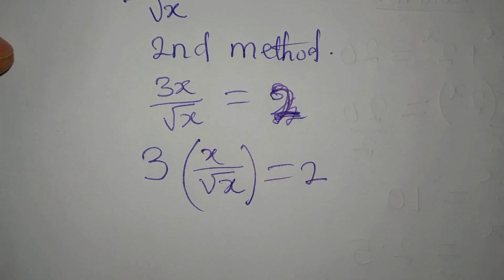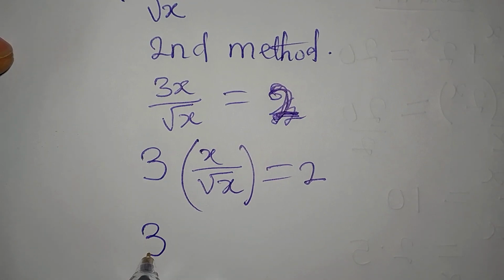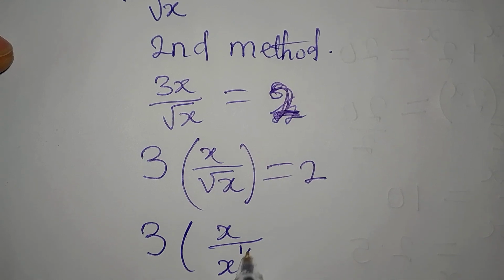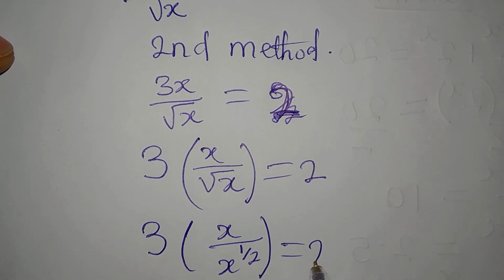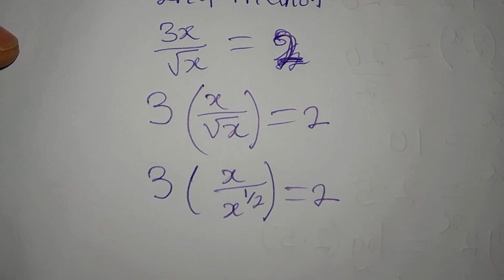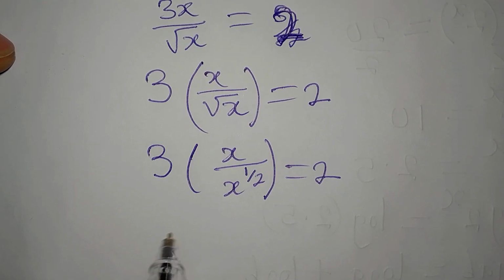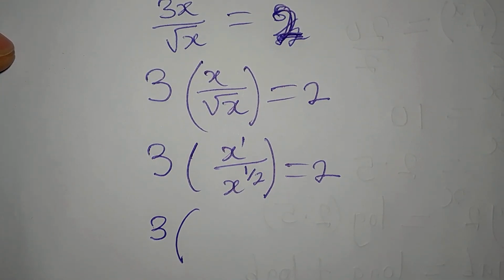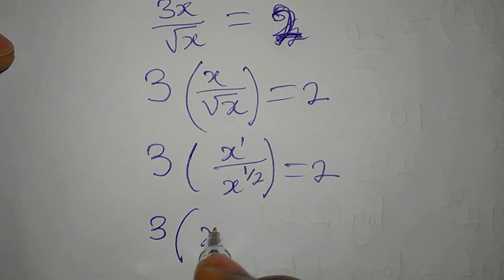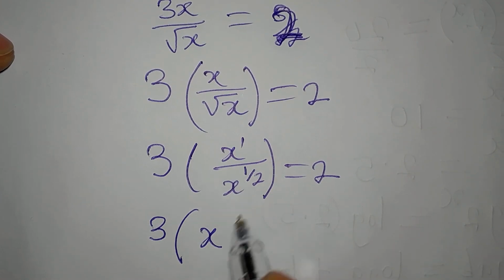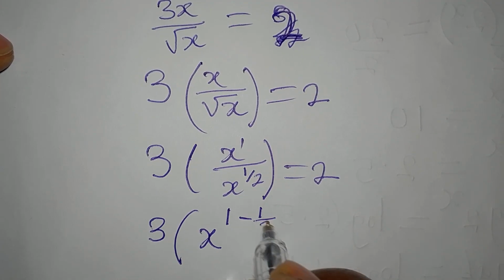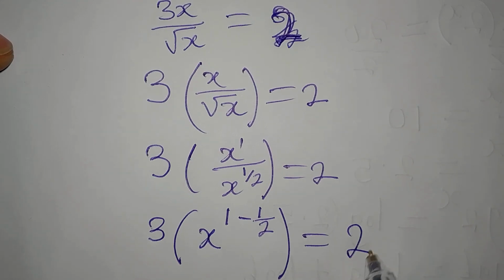And that is correct. Now this can also be written as 3 into x over x to the power of 1 over 2. This is equal to 2 because x to the power of 1 over 2 is the same thing as square root of x. Now this is 3 into this x over there is the same as x to the power of 1. So if I pick one of the bases, I will subtract the powers because of this division. So we have 1 minus 1 over 2. Then this is equal to 2.